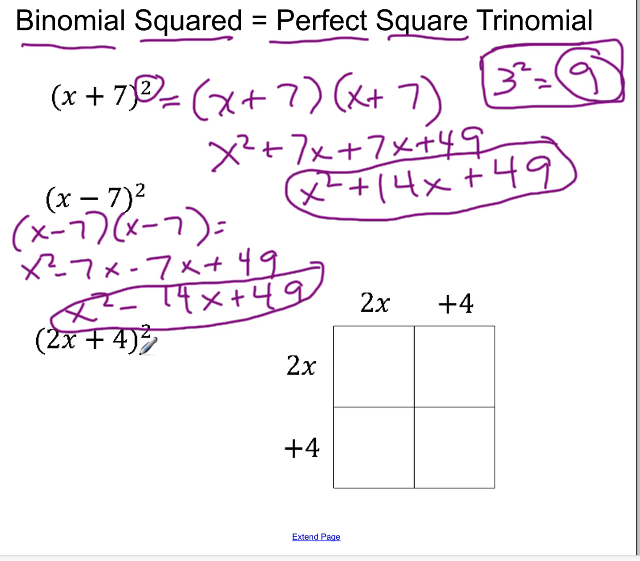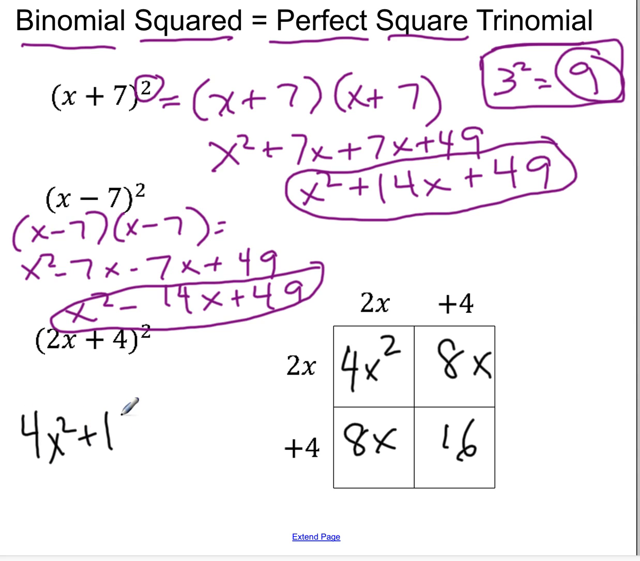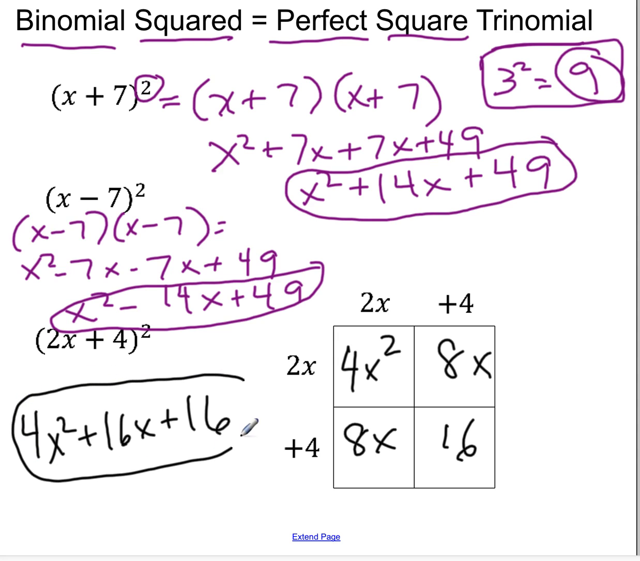I've got 2x plus 4 quantity squared. I can FOIL it, but I'm going to use the box method here. 2x plus 4 is on the top, 2x plus 4 is on the side. I get 4x squared, I get 8x, I get 8x, I get 16. The final answer is 4x squared plus 16x plus 16. And we will find patterns within this, but just not quite yet in this lesson.